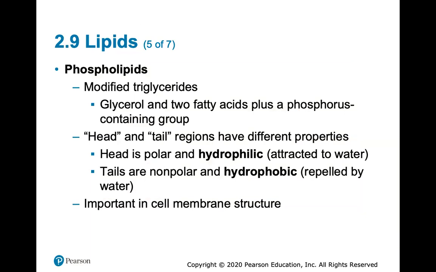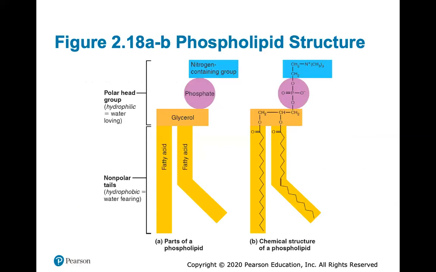A phospholipid is just a modified triglyceride. It has a head and a tail region, which have different properties. If you remember learning about the plasma membrane on your cell, it's made up of phospholipids. The head is always polar, and hydrophilic means it's attracted to water or loves water. And the tails of phospholipids are nonpolar and hydrophobic, meaning they're repelled by or dislike water. And like we said, they are really important in cell membrane structure.